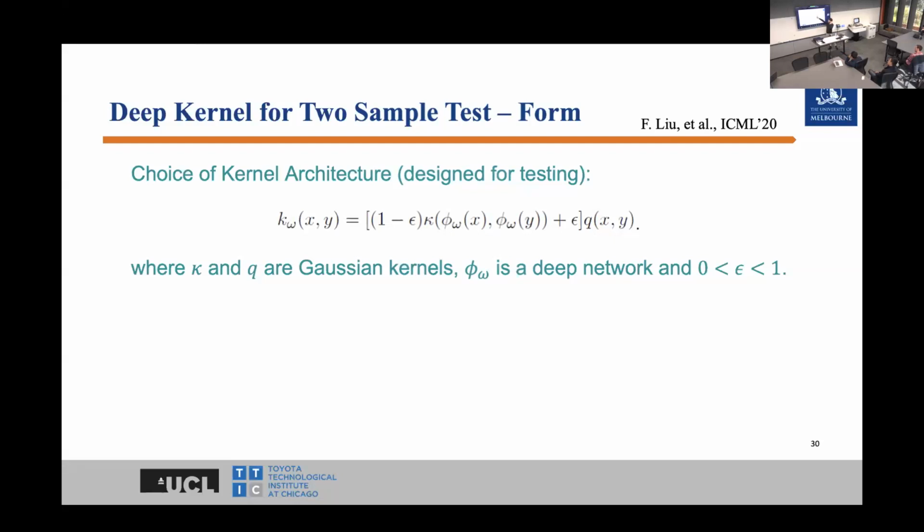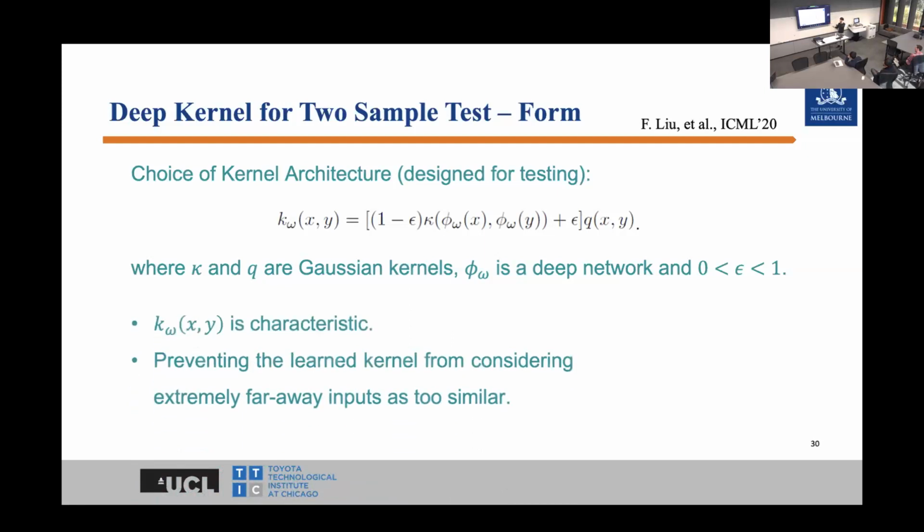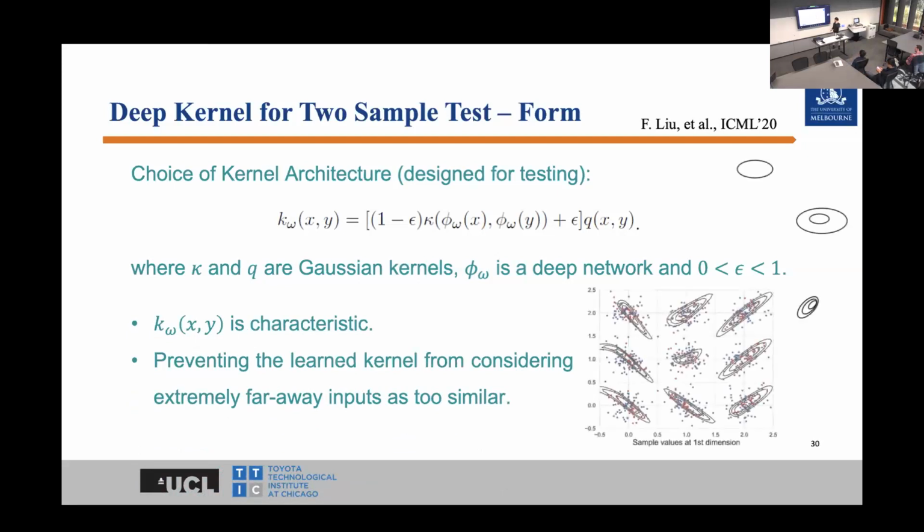However, if we times Q with our kappa, it will not consider extremely far away points as too similar, because we give some constraint here. If we consider this kind of kernel architecture, first, K_omega(x, y) will be universal or characteristic, which can ensure MMD is a valid statistic to compare two distributions. And in the meantime, it will prevent the learned kernel from considering extremely far inputs as too similar, because of kappa times Q.